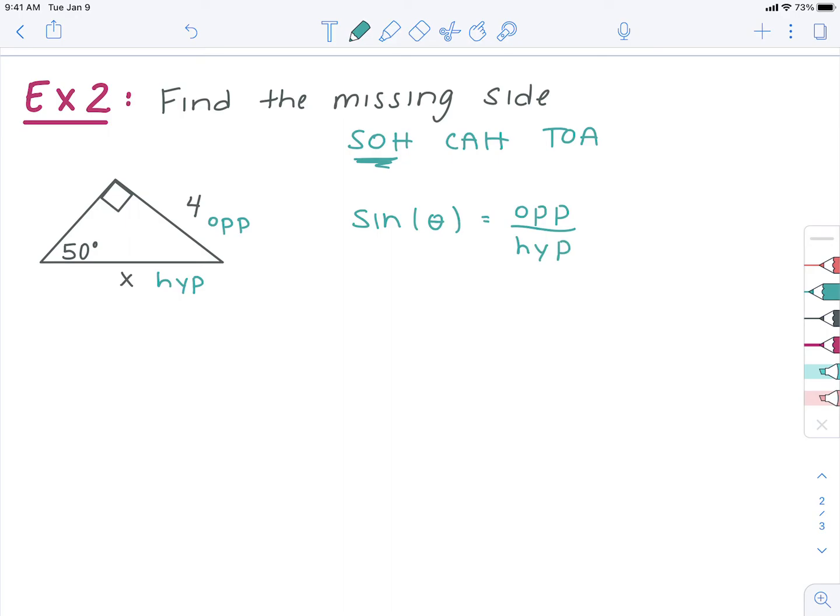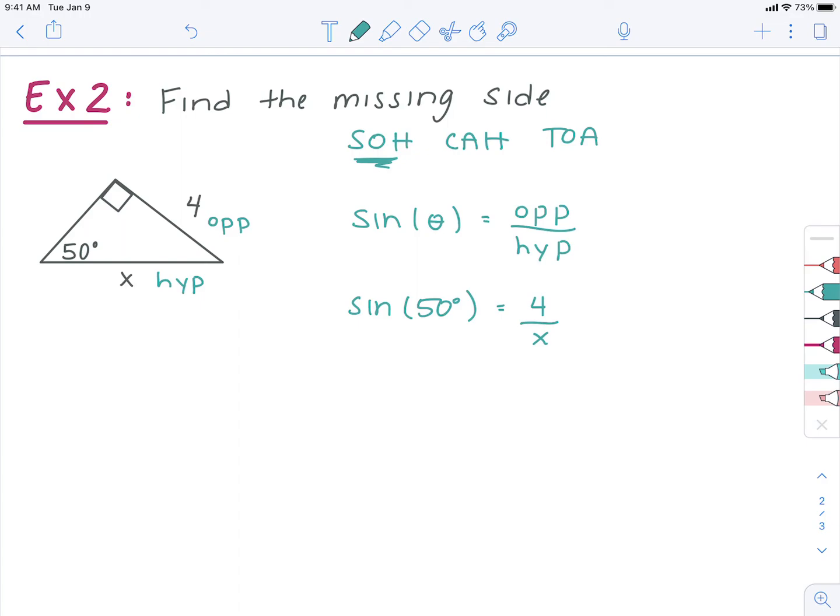So if I'm plugging in what I know, sine of 50 degrees equals my opposite, which is 4 over my x. So now in this situation, I have an x in my denominator. So in order for me to solve this, I have two options. I can multiply by x on both sides and then divide by sine of 50. Or I can set them up as fractions and just cross multiply. Do you want one step or two?